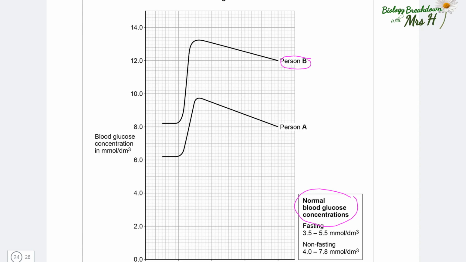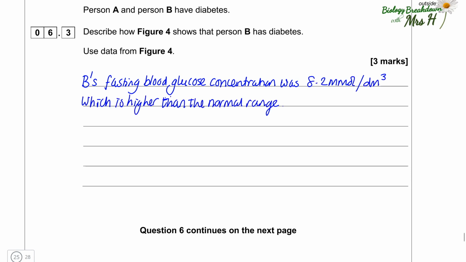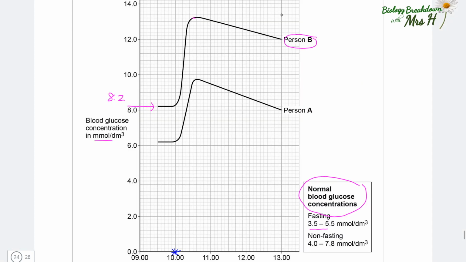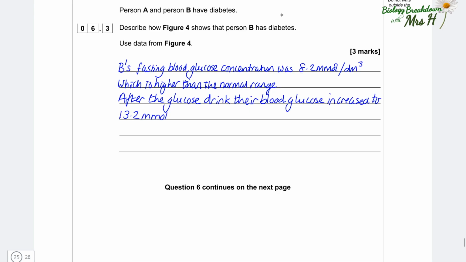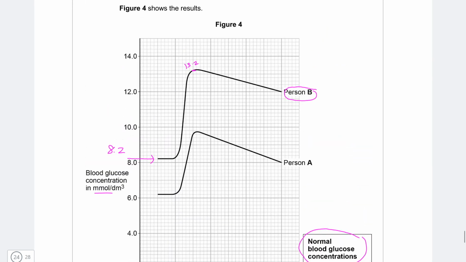So if we have a look, B's fasting blood glucose was 8.2 millimoles per decimeter cubed. So before they've even eaten anything, it's much higher than the normal range, and the normal range is 3.5 to 5.5 millimoles per decimeter cubed. Then, after the glucose drink, which they have at 10 o'clock, their blood glucose increases to 13.2 millimoles per decimeter cubed. So we're bringing the data off of that graph there. And that is much higher than the normal non-fasting range of 4 to 7.8 millimoles per decimeter cubed. I could have written that in there as well, you could do.